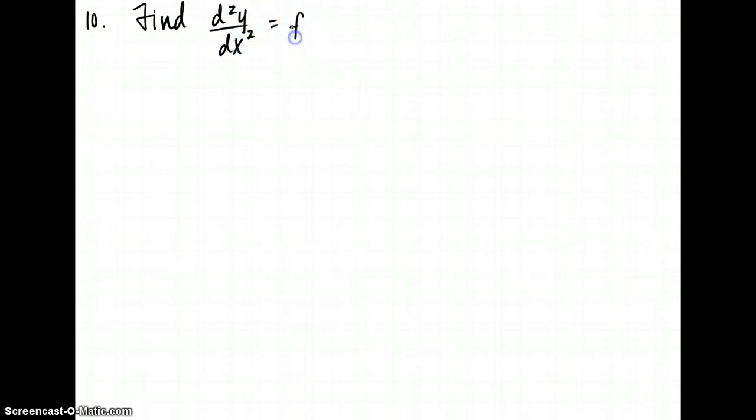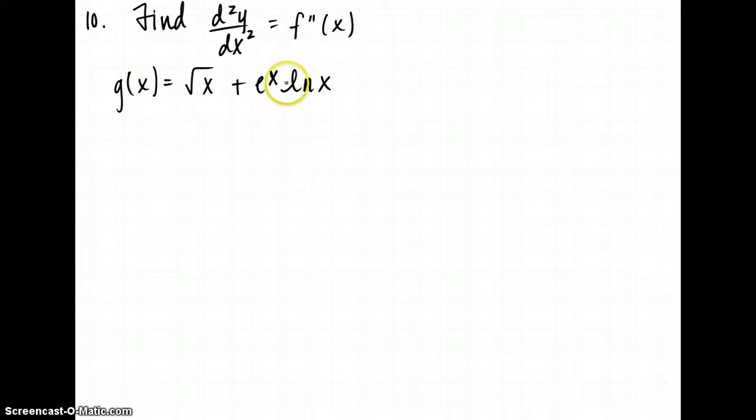So remember, this notation is for the second derivative. G of x equals square root of x plus e to the x ln of x. It's an x, not a y. Okay, so product rule on the second term, because it's e to the x times ln of x. Power rule on the first.